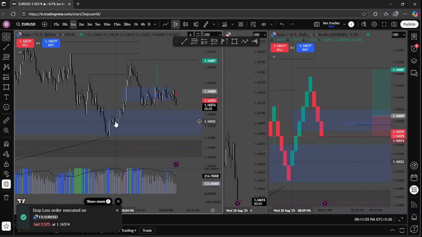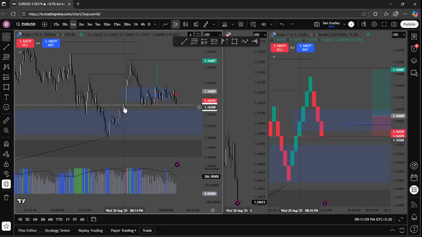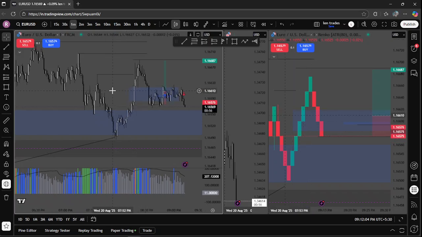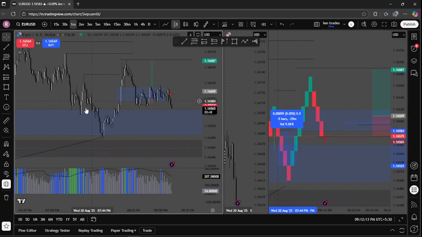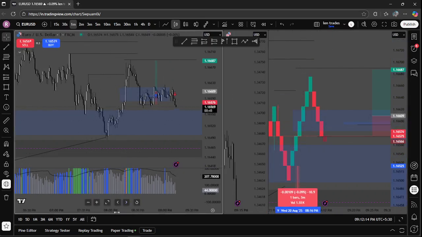So anyway, 1.5. After that, we are able to push 1.5, 1.5. As it goes 1.5 and 1.5, this time it goes 2.5. Okay, 2.5 pips.